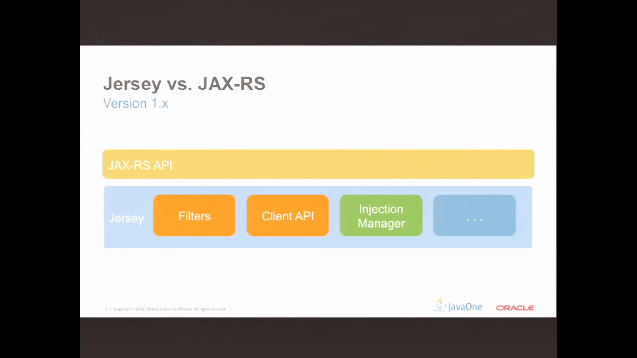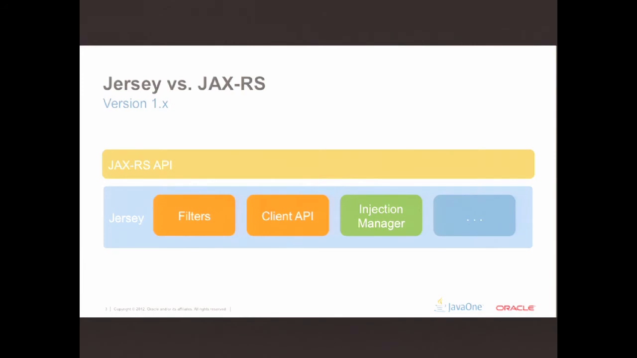If you look at the diagram, you can see that in 1.x version there was a JAX-RS API, and then Jersey provided the implementation for the API and also added some additional features such as filters, client API. It also had some internal injection manager. I will talk about it a little bit later. And all those features were missing in the JAX-RS 1.x API. So that's why Jersey was providing these features as a proprietary extension to the JAX-RS API.